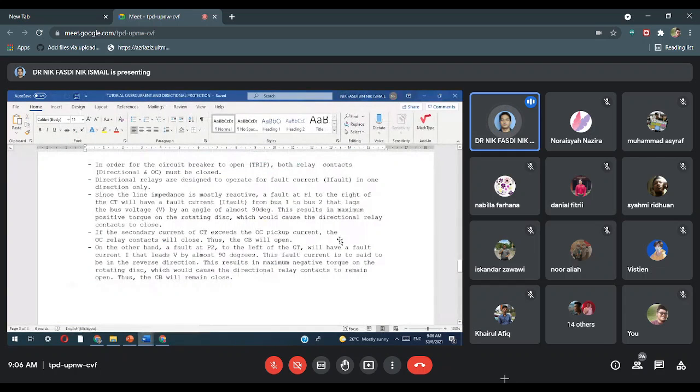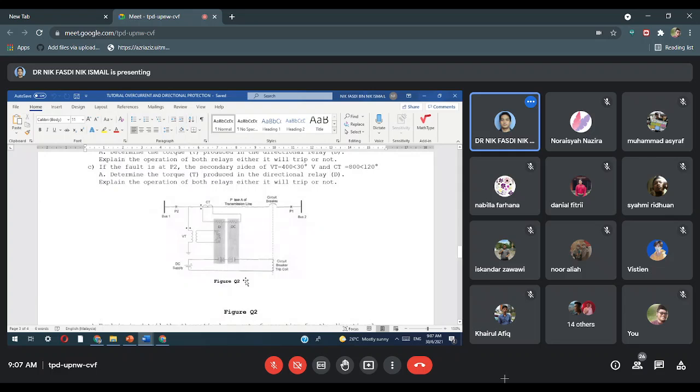Okay, this we have a fault current that leads. This fault current is said to be in the reverse direction. This results in maximum negative torque on the rotating disc, which would cause the directional relay contact to remain open, thus the CB will remain closed. Maksudnya, because of the fault here, the directional relay sees the fault as reverse direction, so its contact will open. It will not trigger the coil. So the breaker will not turn on, it will remain closed. It will not isolate the fault.